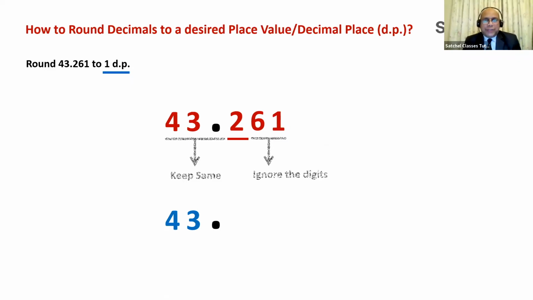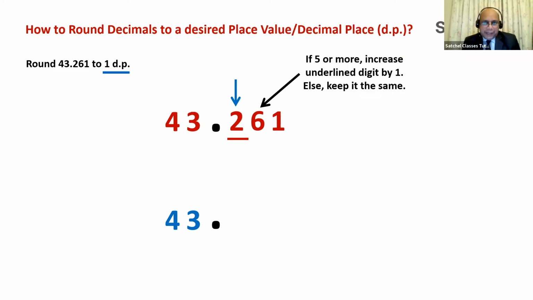What about the 2 then? How do we take a call on the 2? For that, I need to look at the next digit, which is 6. Because it is more than 5, the 2 will be increased by 1, and your final answer will then be 43.3. So 43.261 rounded to 1 decimal place is 43.3.